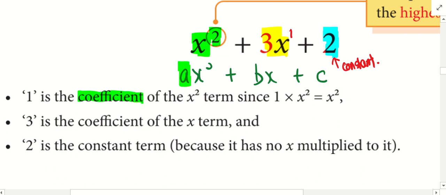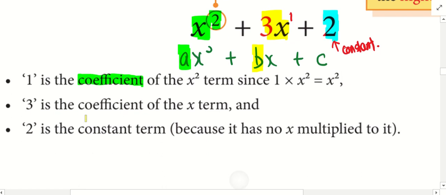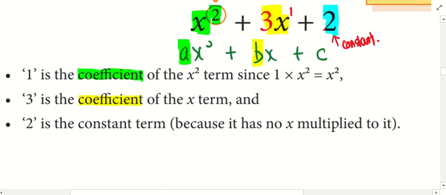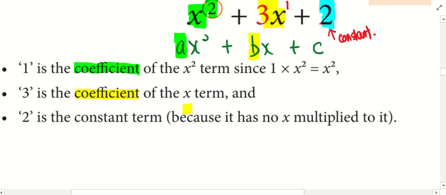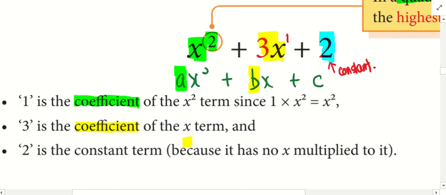B, alright, b is the number beside the letter x. Of course, they will call it the coefficient of x as well. But don't worry, b is just the number beside x. C is a constant. So c is just a number by itself. It's known as the constant.